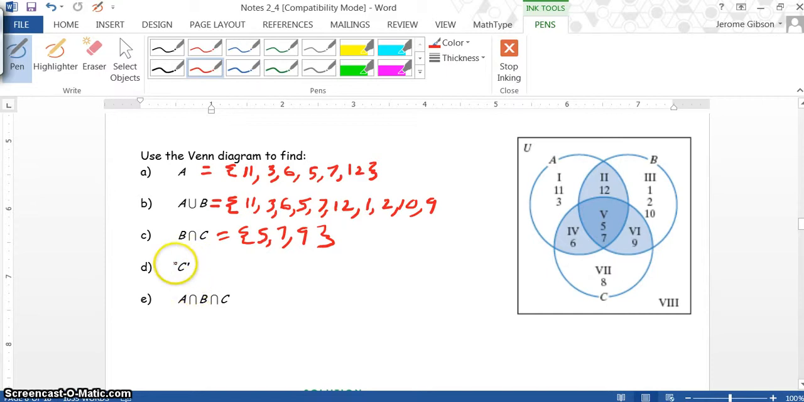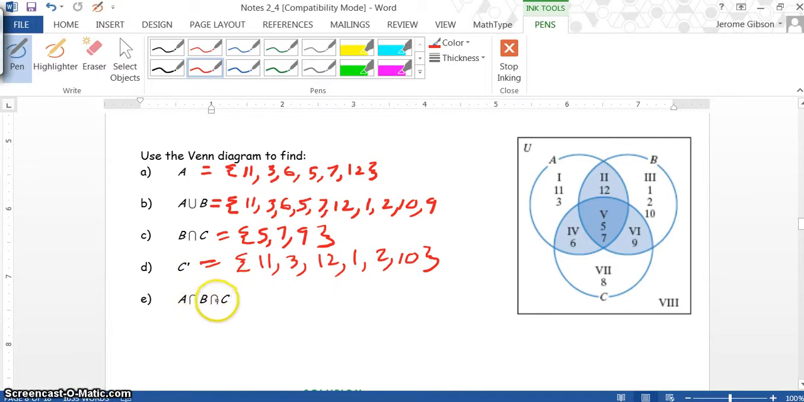Now we have C prime. So now we look at all the values that are not contained in C. We look at all the values not contained in C. We will have 11, 3, 12, 1, 2, 10. So it'll be 11, 3, 12, 1, 2, and also 10. That is our C complement.